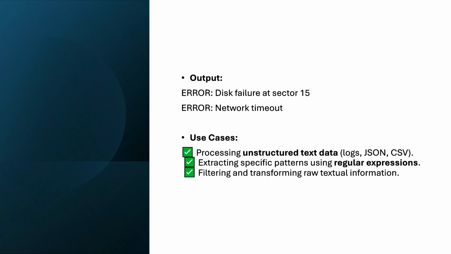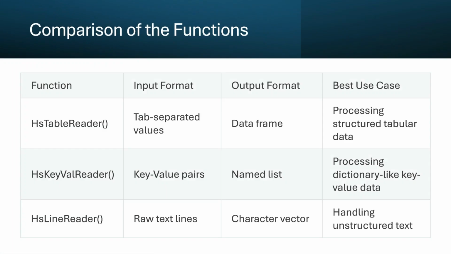Okay, so we can see the comparison of these three functions, and it is highly important in the university exam as well. What are the functions available inside the package Hadoop Streaming? So these are the three functionalities where, from the input format, we have three different functions. First, tab-separated values, which means we have tabular data as an input format. In the second, key-value pairs, and in the third, raw or unstructured text data.